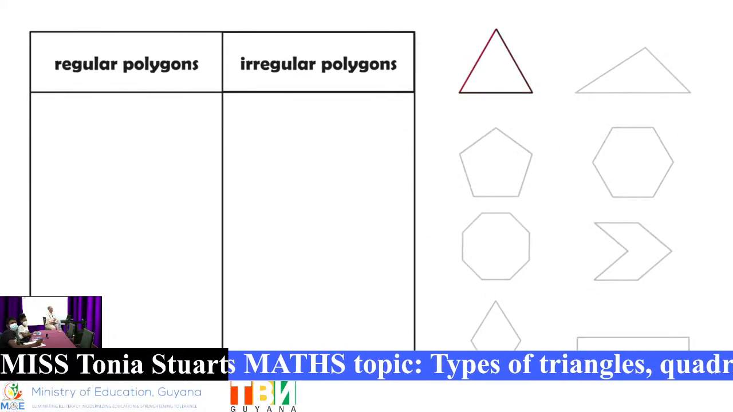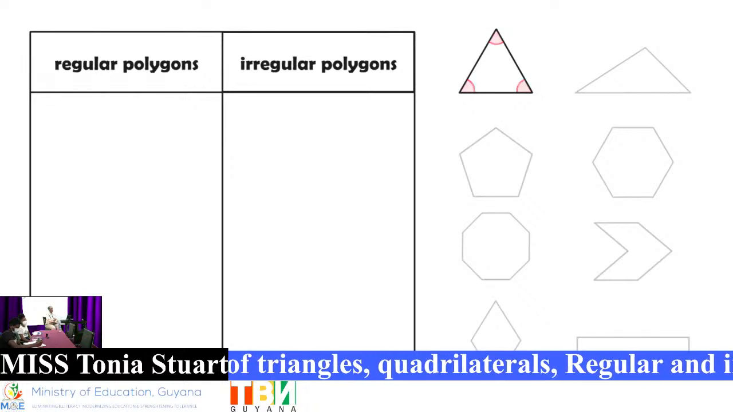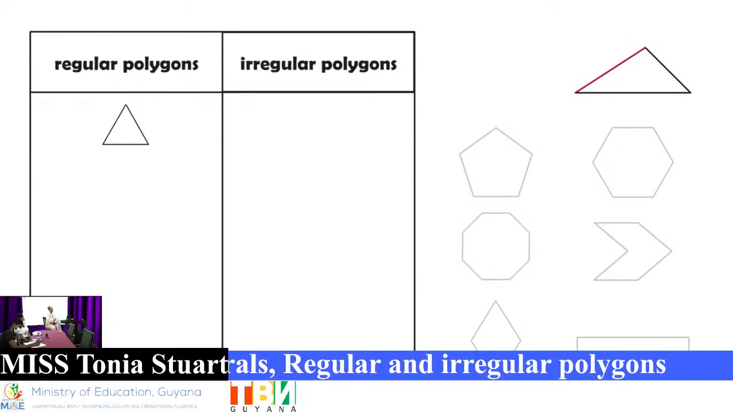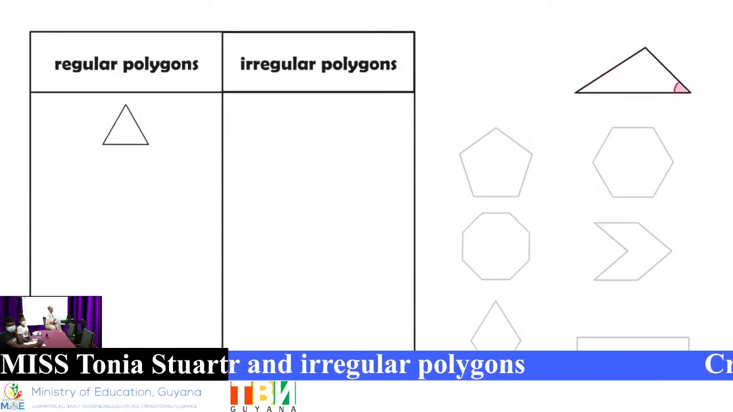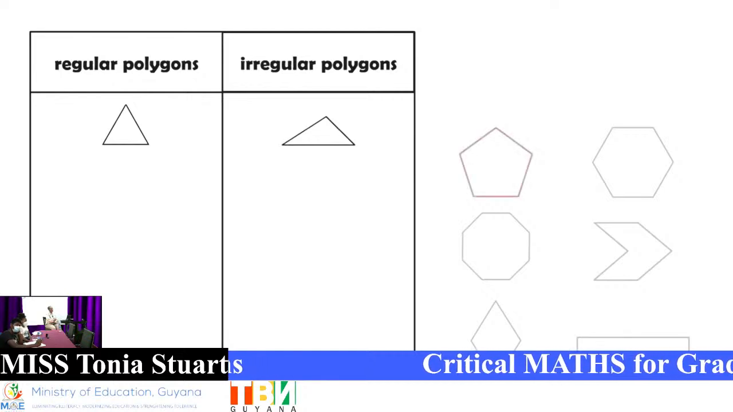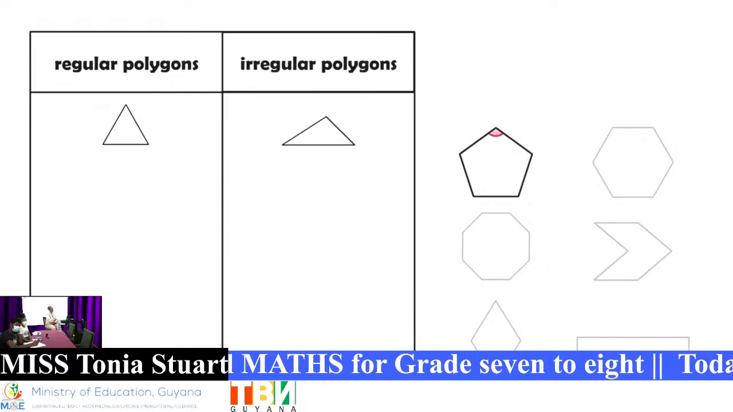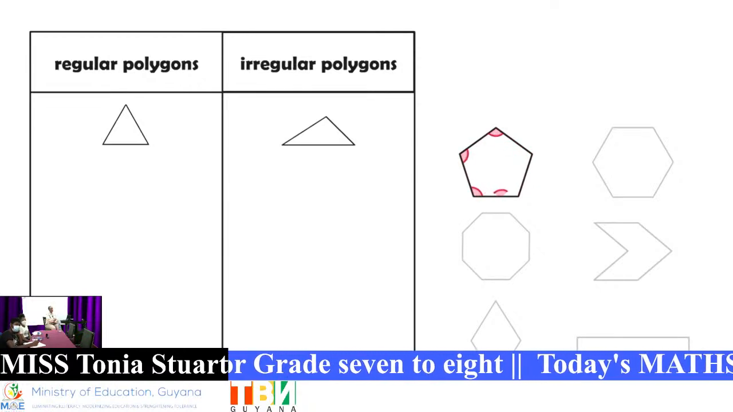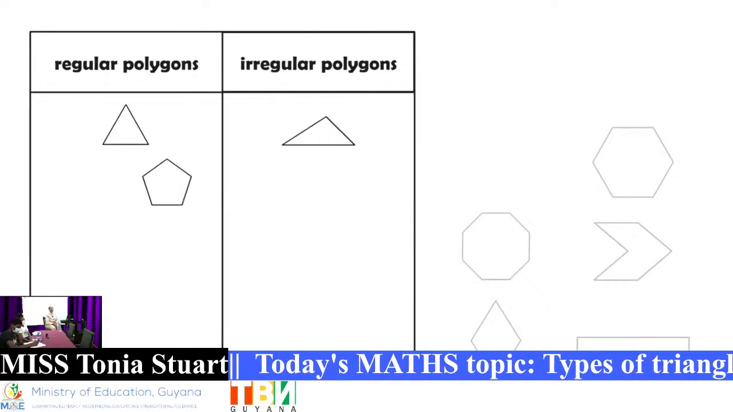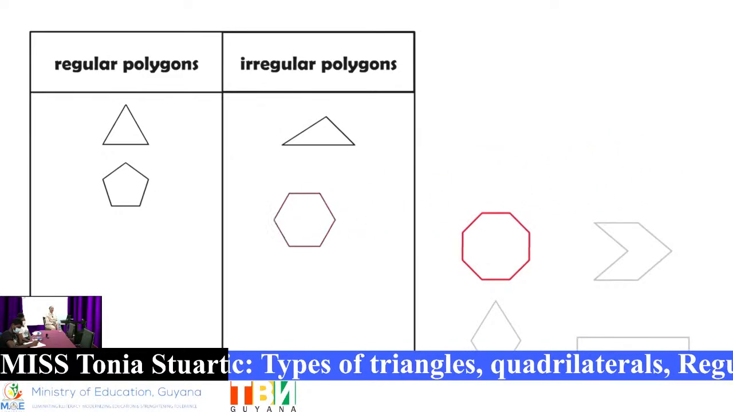Look at this triangle. It has 3 equal sides and 3 equal angles. So it is a regular polygon. But this second triangle is not regular because neither its sides nor its angles are equal. What about this pentagon? The sides of this pentagon are equal. Notice that the opening between each 2 intersecting line segments within the shape is the same, which means that all those angles are equal. So this pentagon is regular. Similarly, this hexagon and this octagon are both regular polygons.